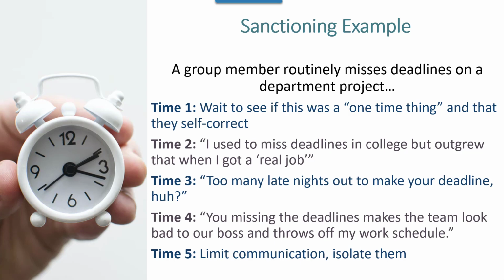If the bad behavior continues, it will probably move to exclusion. Group members will limit communication with the person, they won't have lunch with them, they'll stop offering suggestions to help them, and the leader might assign work to others.